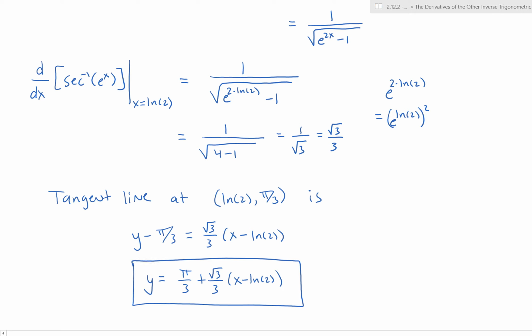There's an example of using the arc secant derivative. And that's it for this video. This video wraps up the derivatives of the inverse trigonometric functions. In the next video, we will generalize and ask, what is the derivative of any inverse function, given that a function, of course, is one-to-one.